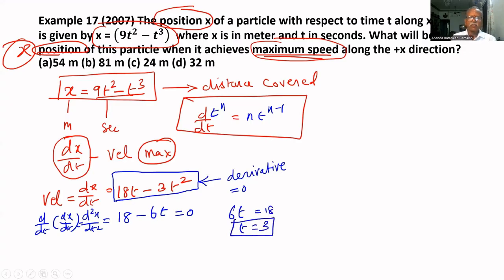t equals 3. So when time equals 3, we have to find the displacement. At that time, speed will be maximum. When t equals 3, speed will be maximum.